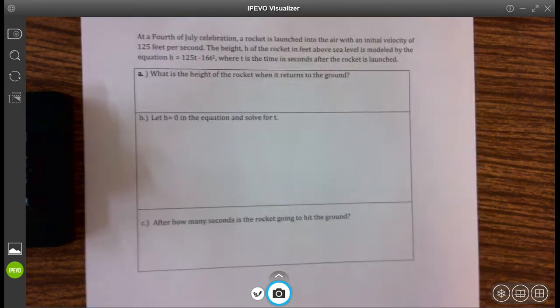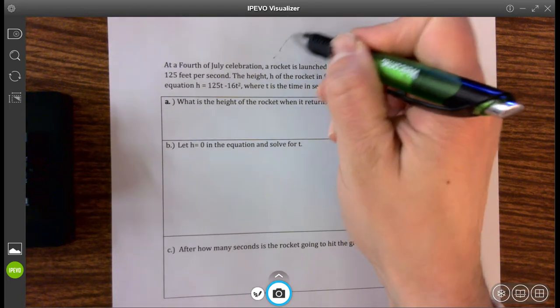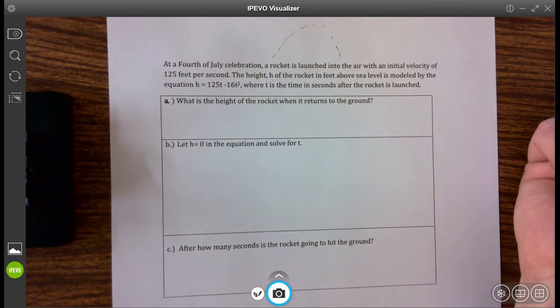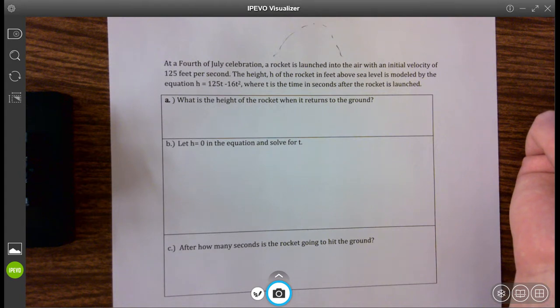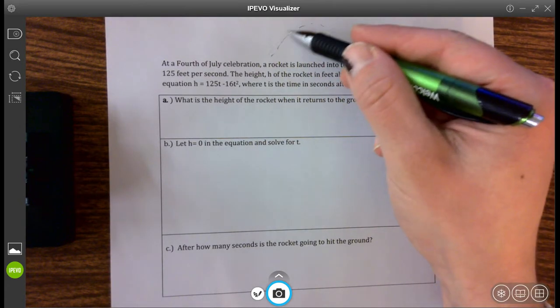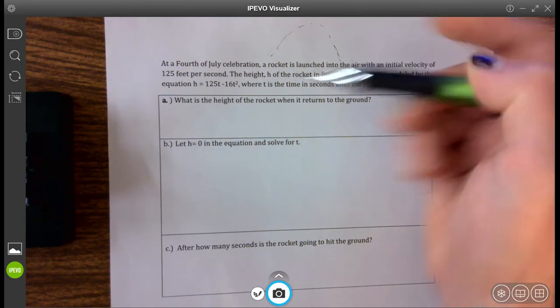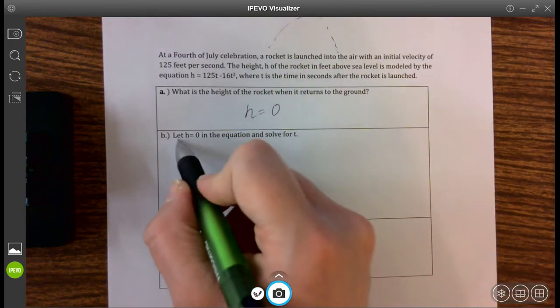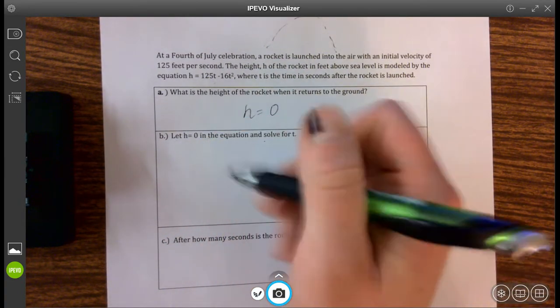All right. This one says, as a 4th of July celebration, a rocket is launched into the air with an initial velocity of 125 feet per second. The height of the rocket in feet above sea level is modeled by the equation h equals 125t minus 16t squared, where t is the time in seconds after the rocket is launched. What is the height of the rocket when it returns to the ground? Your height would be 0. Therefore, let h equal 0 to solve the equation.